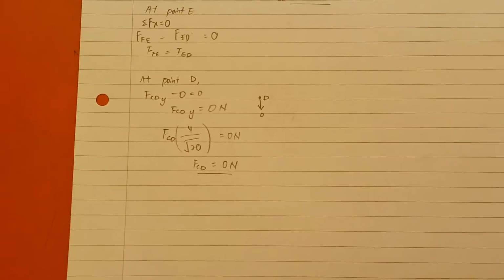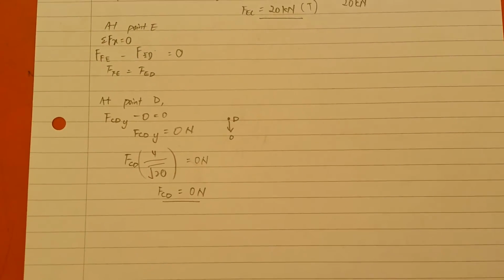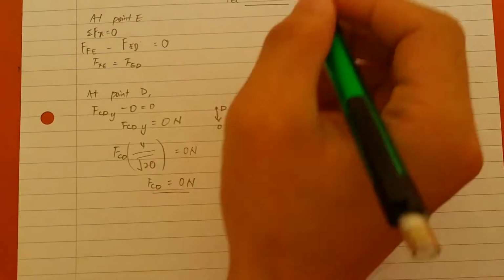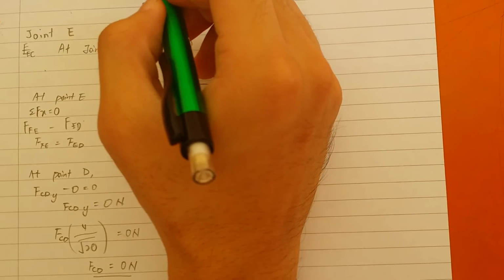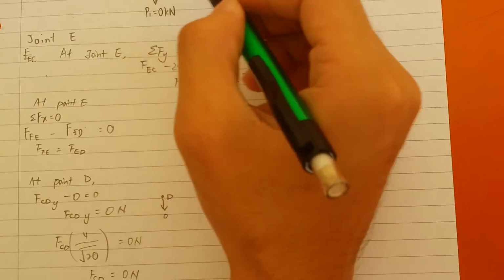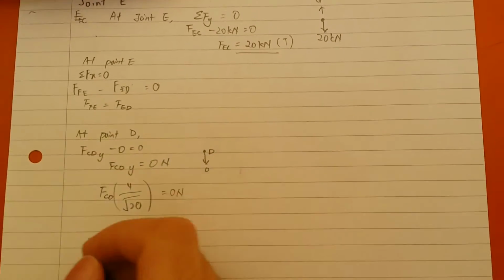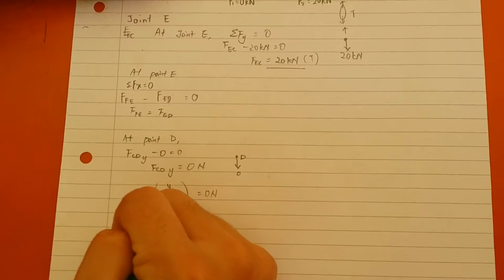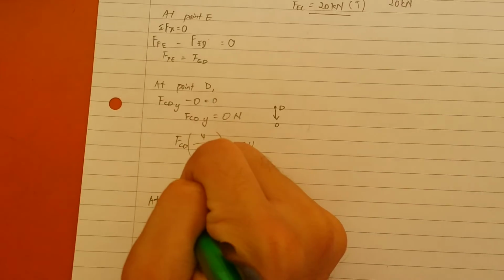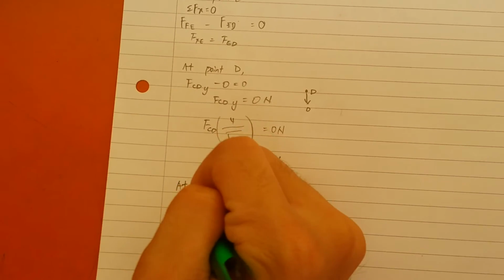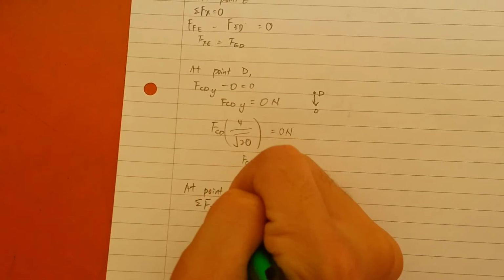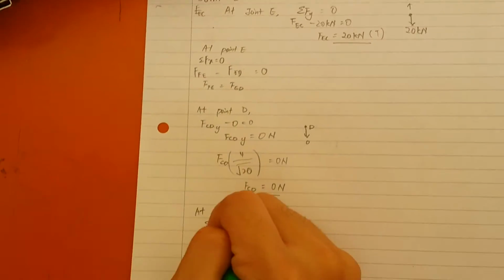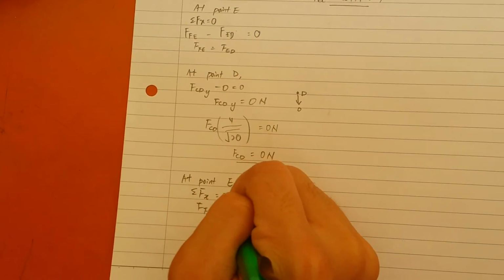Now for the next step, maybe we can take the x component at point D. We study along the x component. Firstly, we choose point E first. At point E, the summation of fx is equal to 0, just like what we did just now. So we know that FE equals FED.